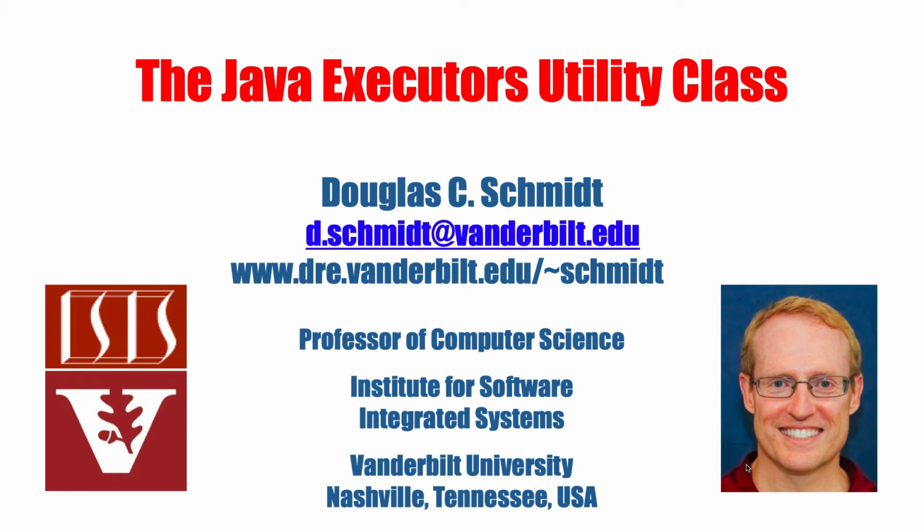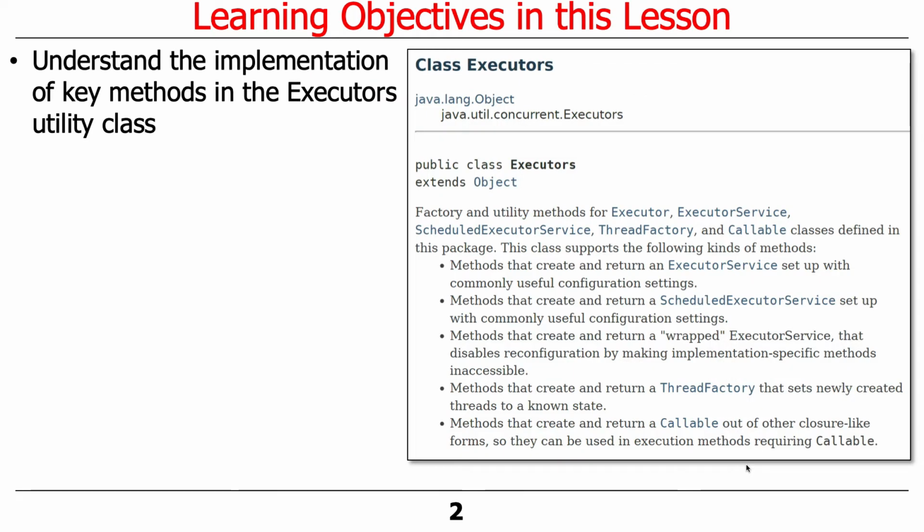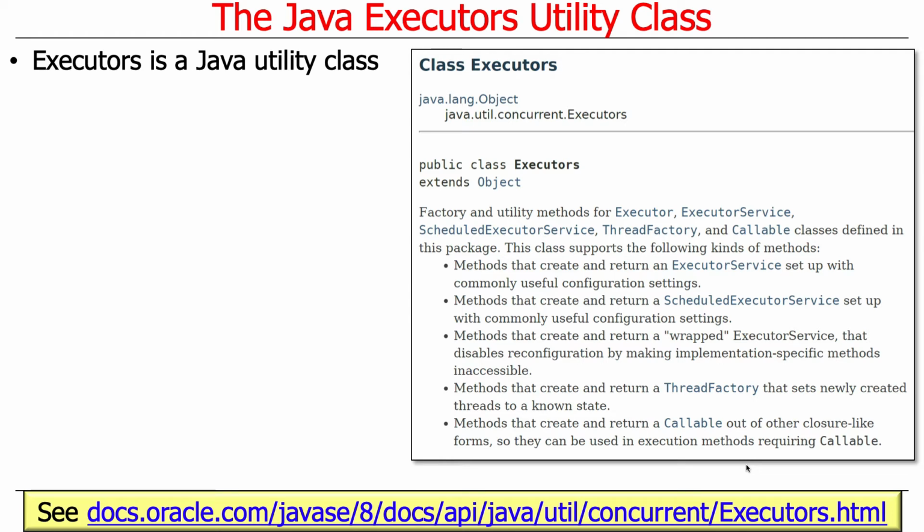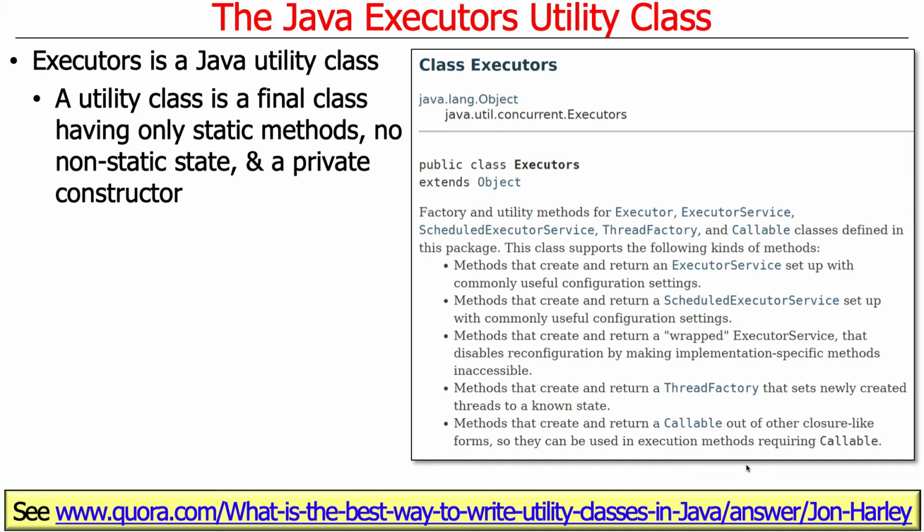So now that we've talked about the Java Executor service and the thread pool executor class, I want to talk a bit more about the Java Executors utility class. As you may recall, a utility class is one of these interesting patterns, or maybe idioms is a better term, in Java where you define a class that's final, which means you can't subclass it. It only has static methods. It has no non-static state. And it has a private constructor. So it's really just a namespace for a bunch of methods or functions.